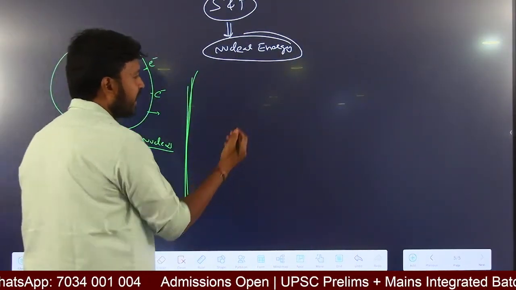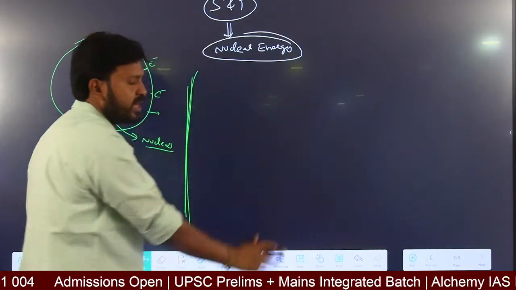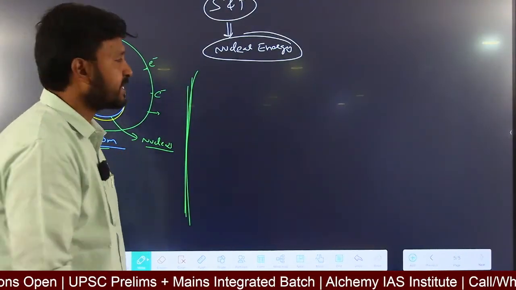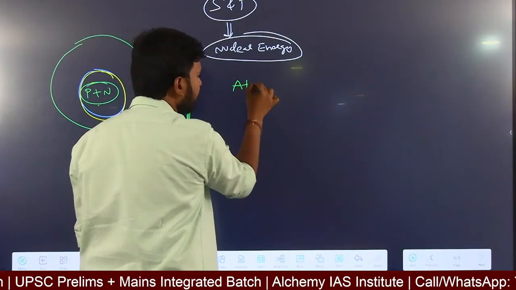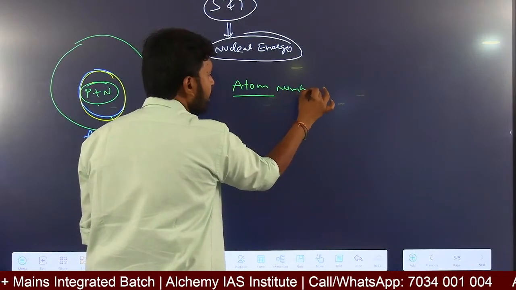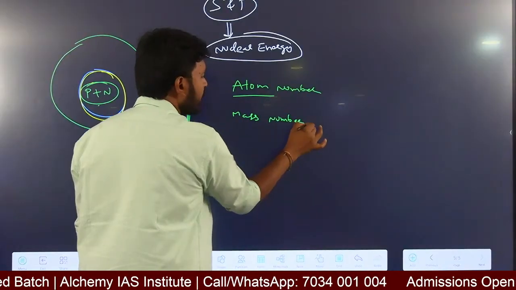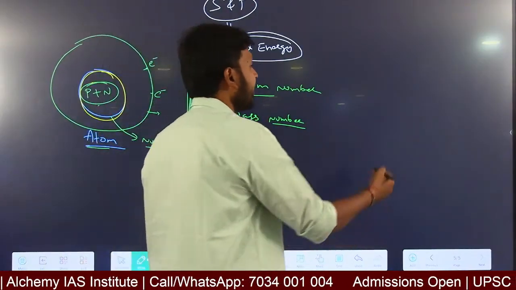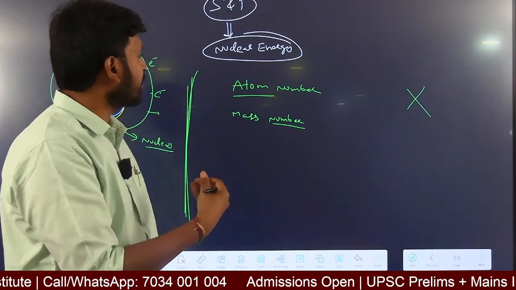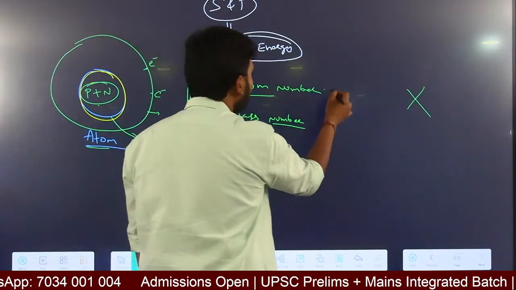If I take any element, for example uranium or hydrogen, there are certain basic things like atomic number and mass number. Every one of you has heard about this in school. So what are this atomic number and mass number? Let me take any element X. Any element X will have a certain atomic number and a certain mass number.